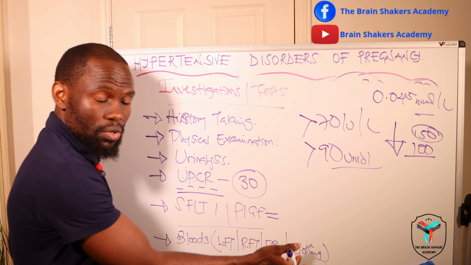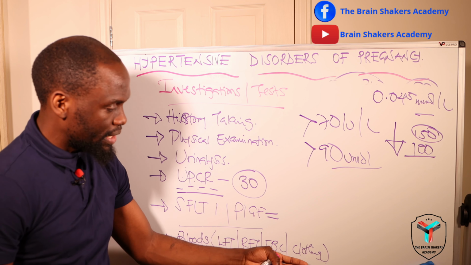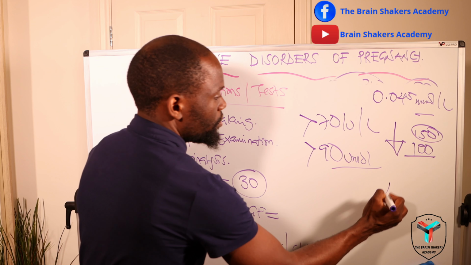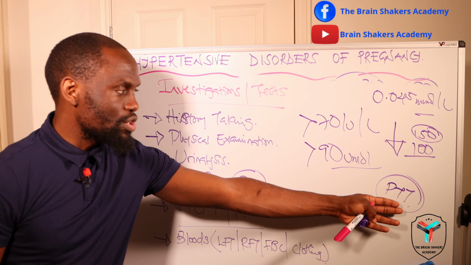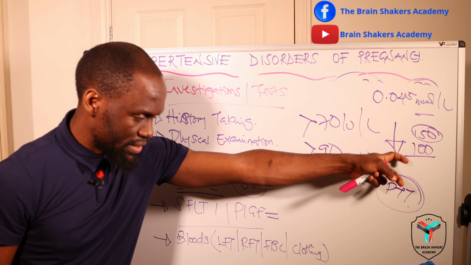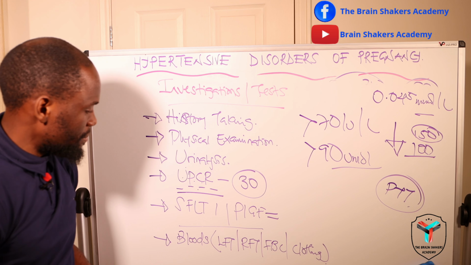You want to look at the clotting as well. When you do the bloods, you want to look at the clotting. What is the clotting time? You look at the prothrombin time here. What is the clotting time? Obviously, it is going to be prolonged. Why? Because there is consumption of the platelets there.